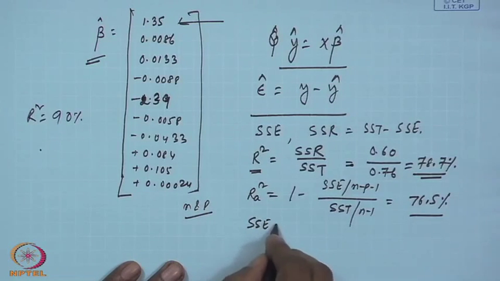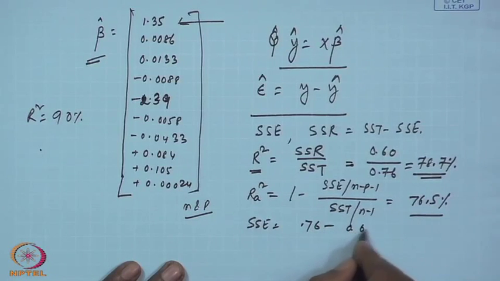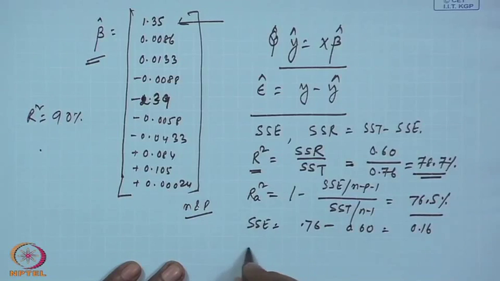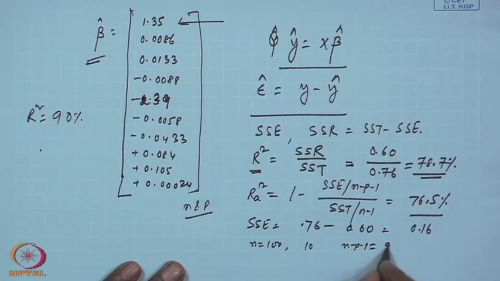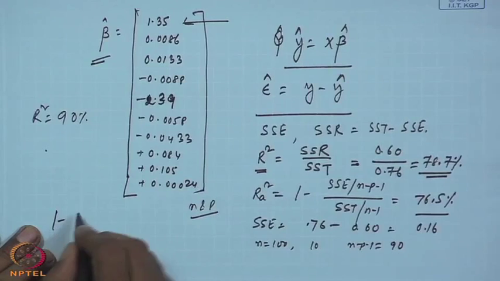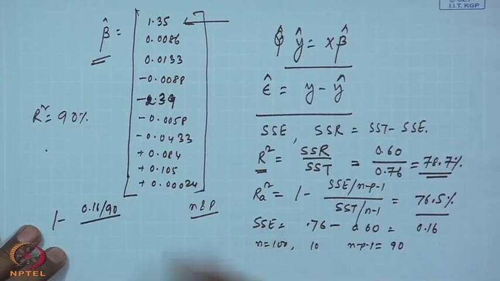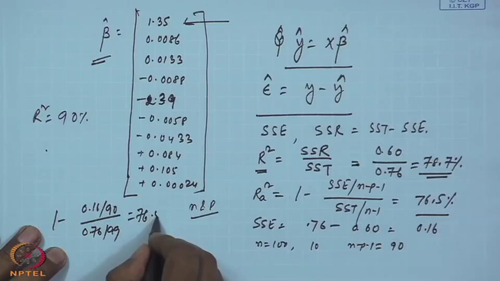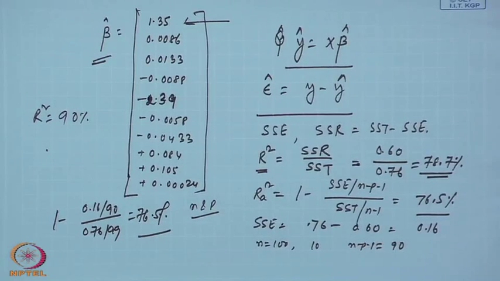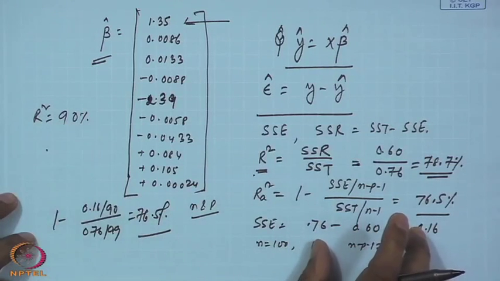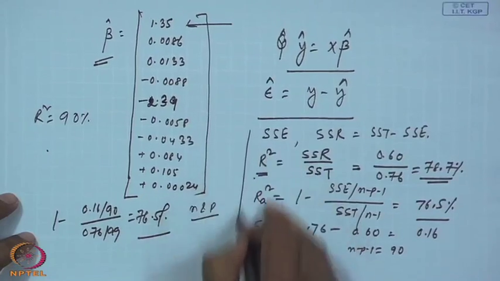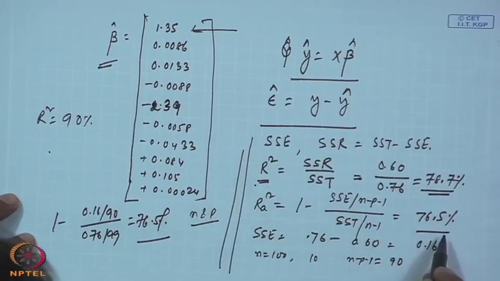Because our SSE is, I think, 0.76 minus 0.60, that is 0.16, and your N is 100, P plus 1 is 10. So, N minus P minus 1 is 90. So, 1 minus 0.16 by 90 by 0.76 by your N minus 1, which is 99. This is giving you 76.5% variability of backlash explained. Getting me? Okay. Then so this is one. So R square is not bad.